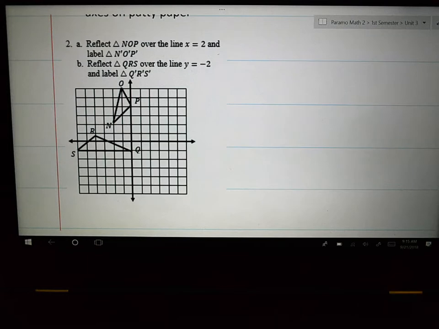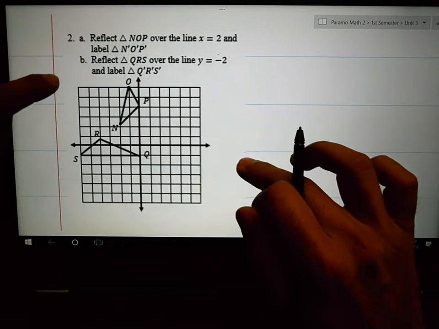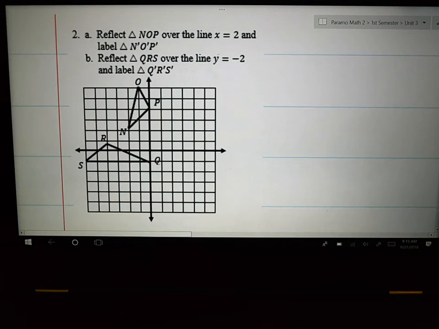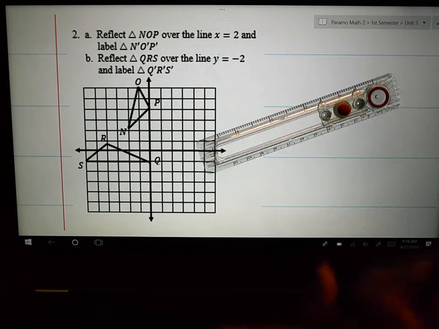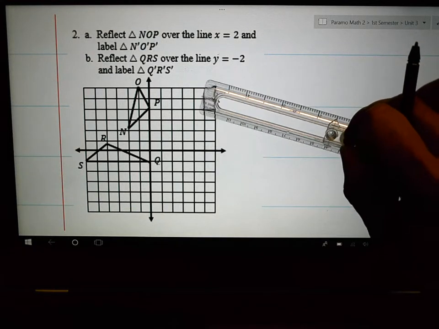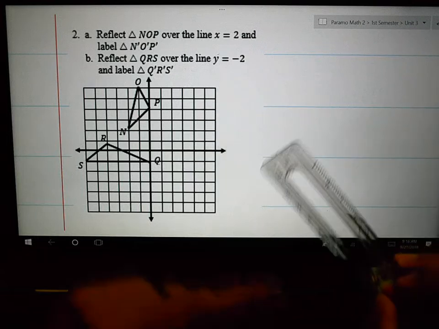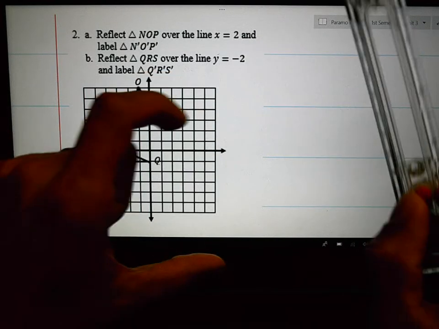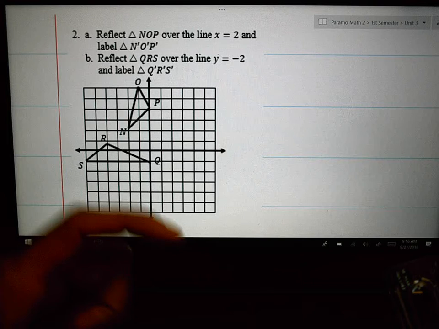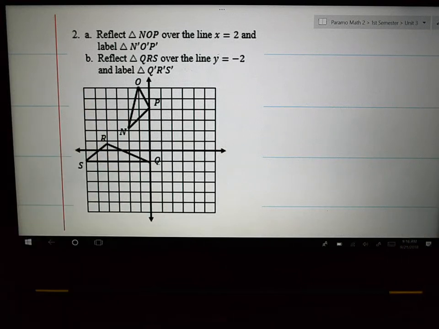So I have some problems I picked out for you. I picked number 2. You are welcome to do this. If you need a ruler or want to use a ruler, you can. I do have extra rulers on my desk. Or if you have an ID card, that works pretty good too, like a driver's license or an ID card. That is something else that fits perfectly for these types of graphs.